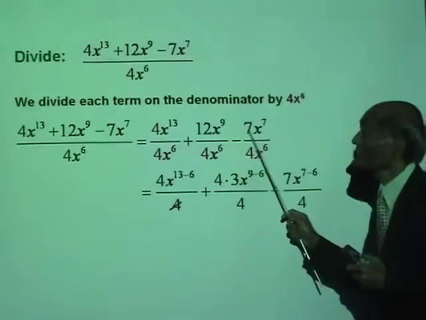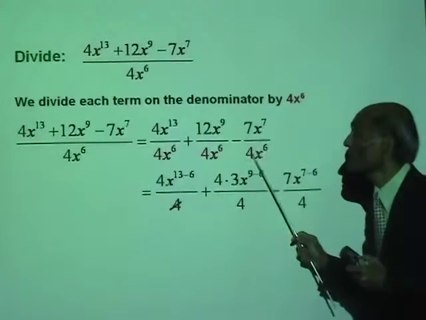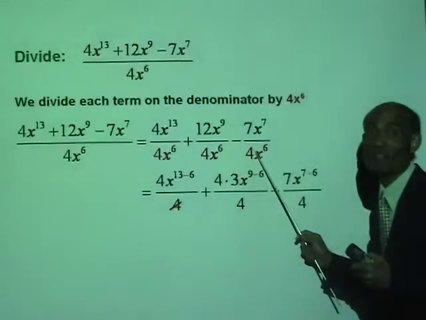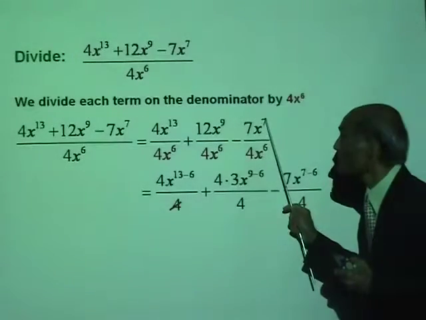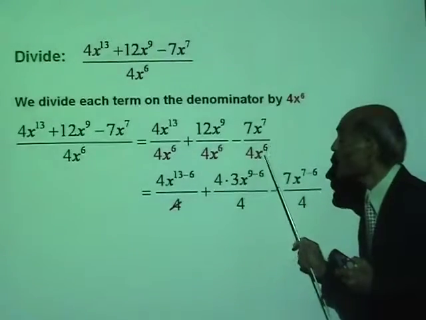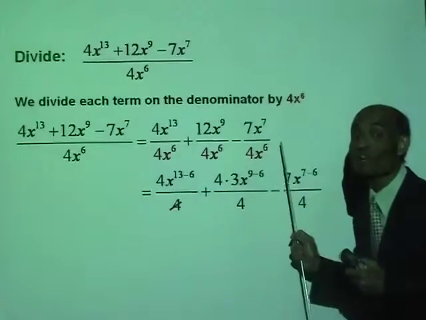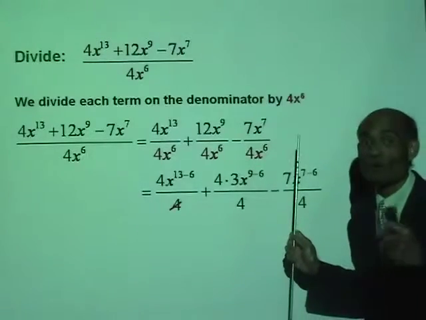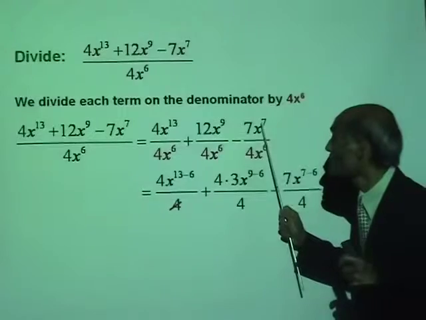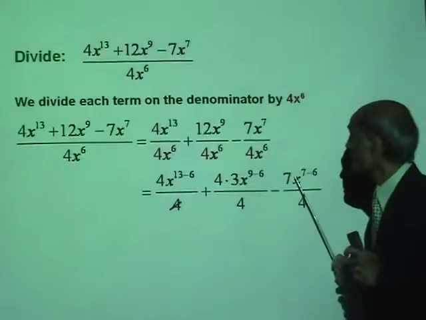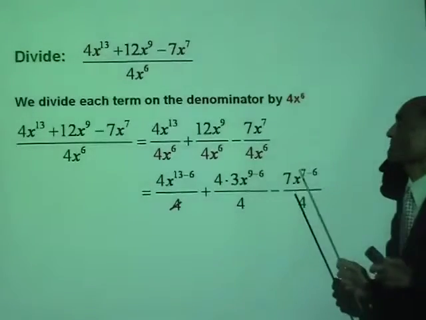Minus 7 cannot be factored. There's no point in factoring it anyway, because we got a 4 on the denominator. Alright, apply the quotient rule for x to the power of 7 on the numerator and x to the power of 6 on the denominator. Where will the answer stay? It will stay on the numerator. Why? Because the numerator power is greater. It is x to the power 7 minus 6.